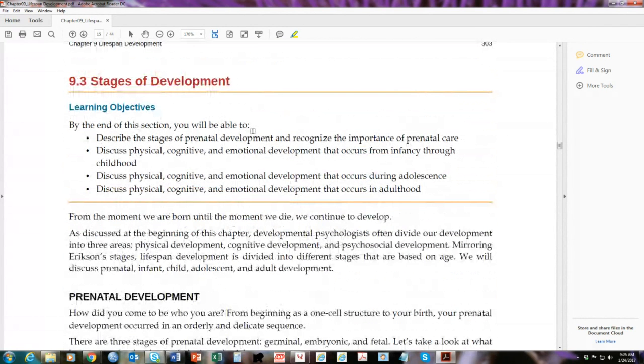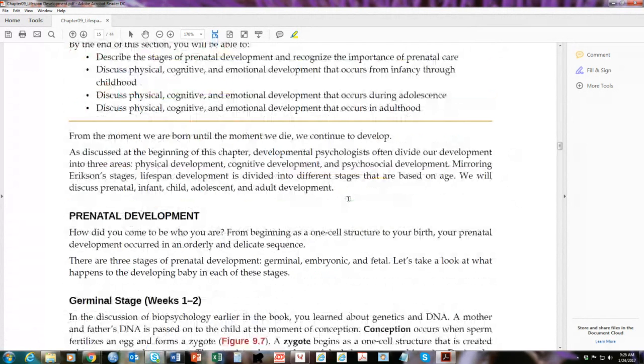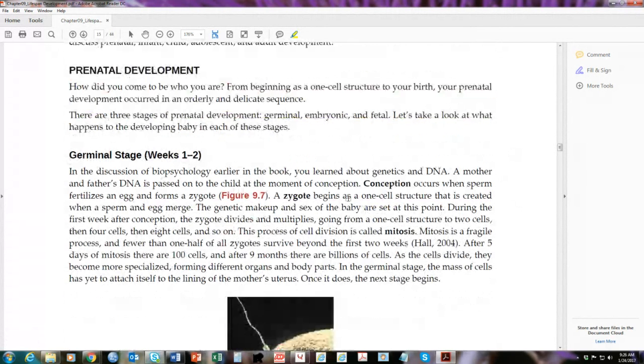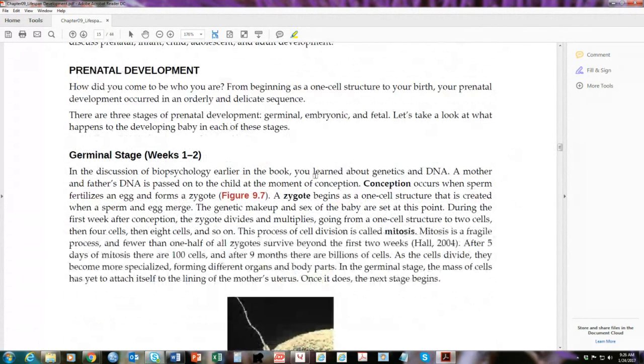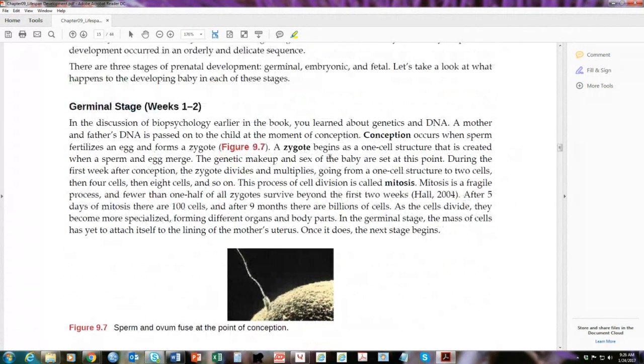Okay, so now we're into stages of development. Here we're going to talk about just the stages of prenatal development, and we'll get into physical and cognitive development and emotional development. All right, so we have the germinal phase, the germinal stage, weeks 1 and 2. So this is essentially going from the moment of conception on to formation of a zygote, and then we get the process of cell division beginning to occur.